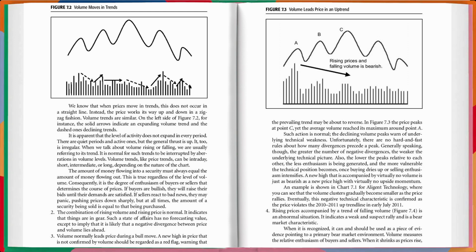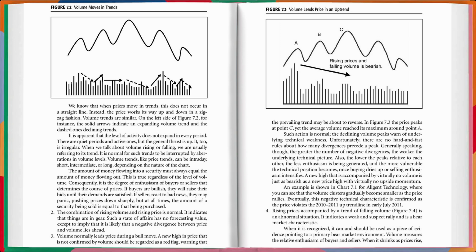The amount of money flowing into a security must always equal the amount of money flowing out. This is true regardless of the level of volume. Consequently, it is the degree of enthusiasm of buyers or sellers that determines the course of prices. If buyers are bullish, they will raise their bids until their demands are satisfied. If sellers react to bad news, they may panic, pushing prices down sharply. But at all times, the amount of a security being sold is equal to that being purchased.